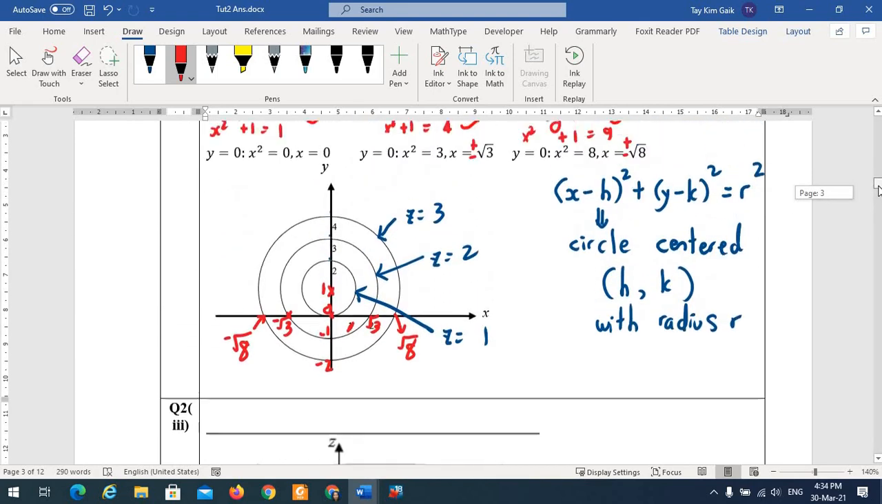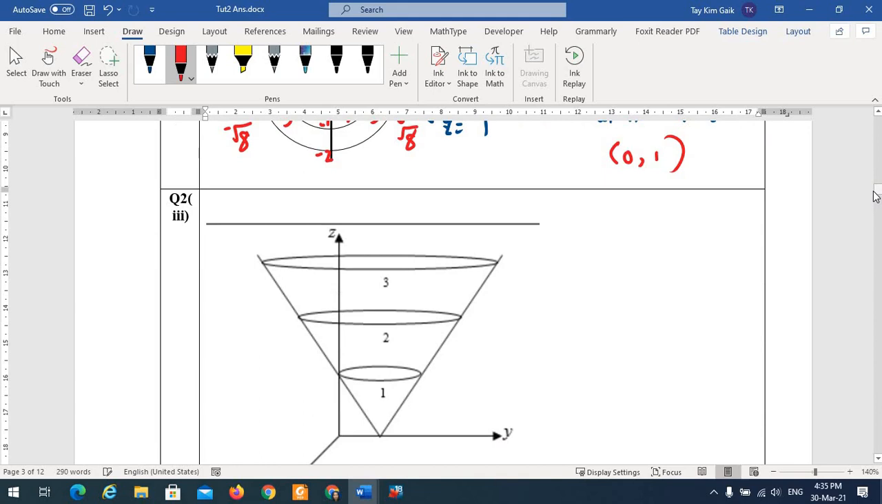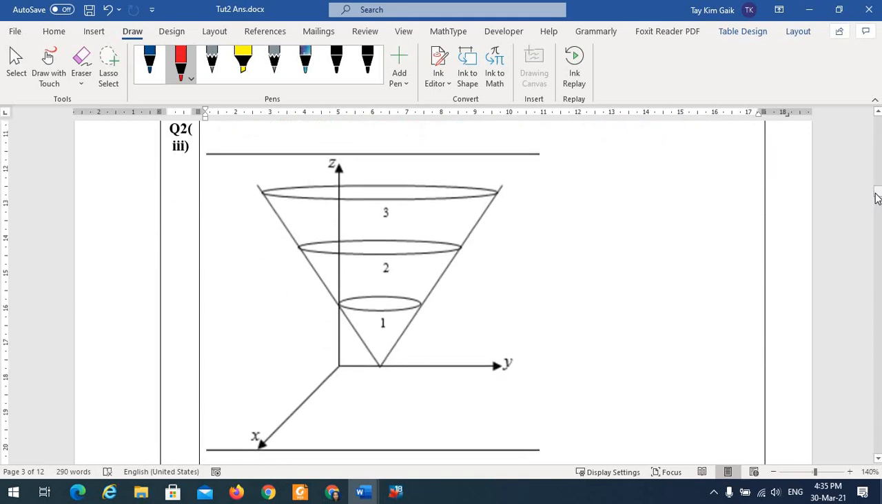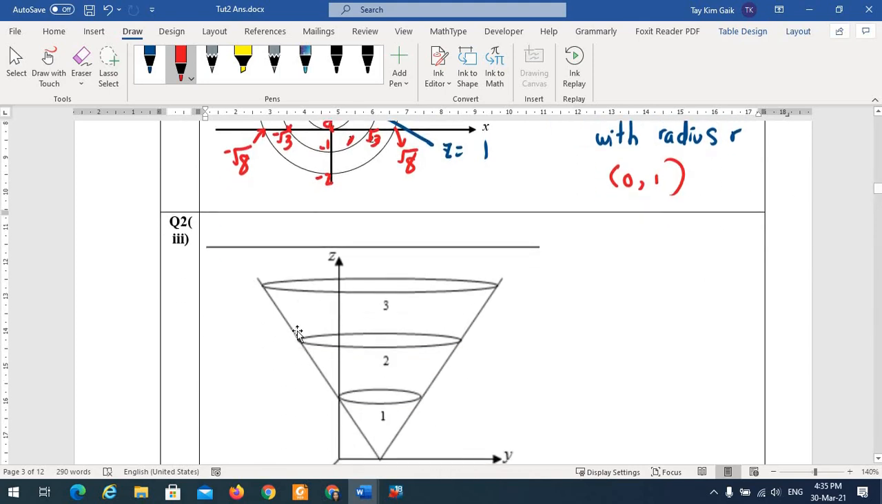The circle is actually centered at x0, y1. And then at z equal to 1, you see that 1, 2, 3. When the height of z increases, your circle increases. And how do you know this is a straight line? Why is this a cone?